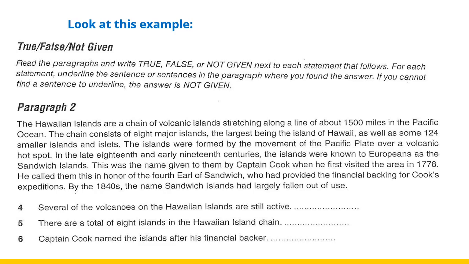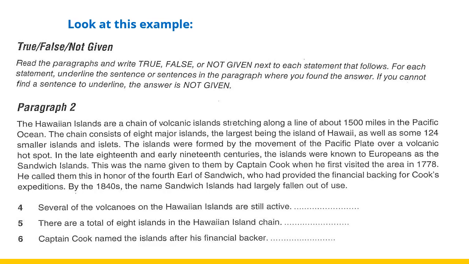So that is going to be false, because I see 8 and I see 8 islands in here too. However, in your statement, it says there are a total of 8 islands. If you go back to your second sentence, it says there are 8 major islands plus 120 smaller islands. So that's why our number 5 is going to be false, because it's definitely more than 8. It's not a total of 8, because we have 8 major islands plus 124 small islands.